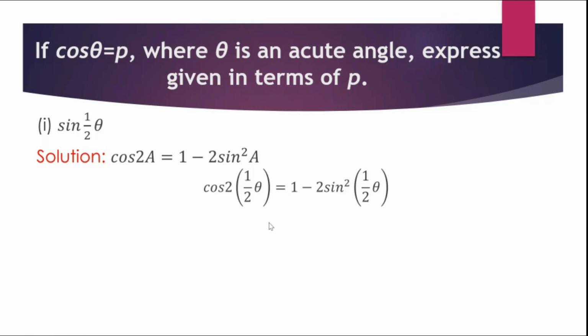Okay, so simplify lang natin yung given. So we can cancel out 2 here. If we're going to simplify this one, this is 1 over 1 na po. So, this one also.